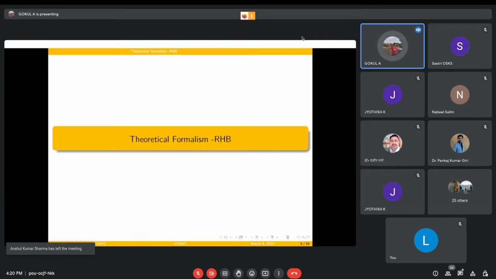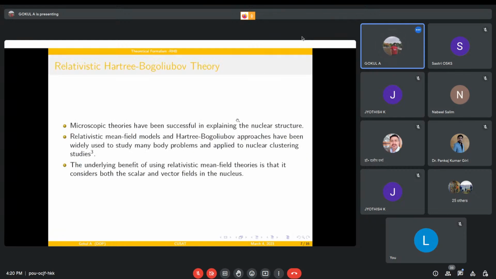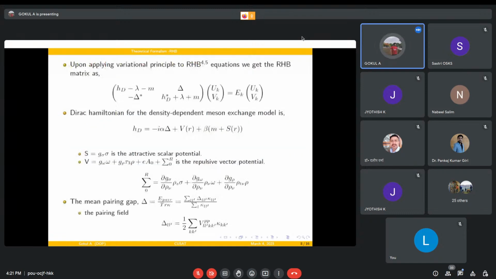Now, moving into my theoretical formalism, I will be discussing relativistic Hartree-Bogoliubov theory. This is a microscopic theory, and microscopic theories have been successful in explaining nuclear structure. Theories like relativistic mean field models and the Bogoliubov approach have been widely used to study many body problems, and they have also been applied to nuclear cluster studies. The underlying benefit of using these theories is that they consider both the scalar and vector fields in the nucleus.